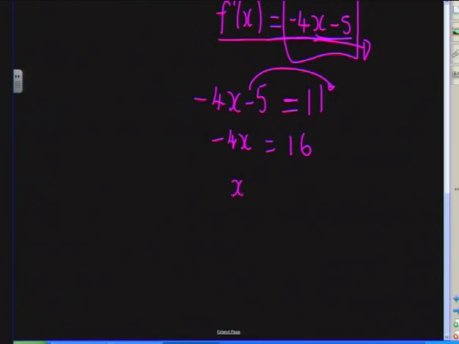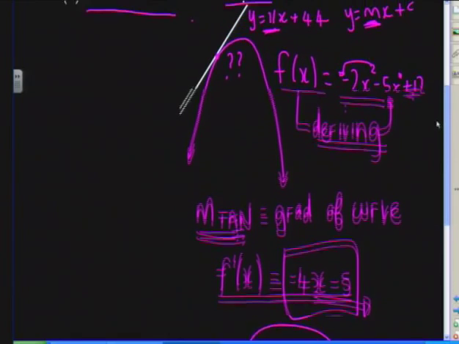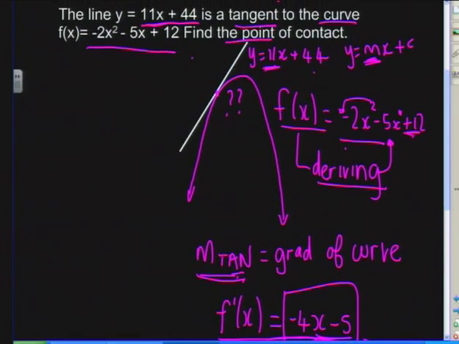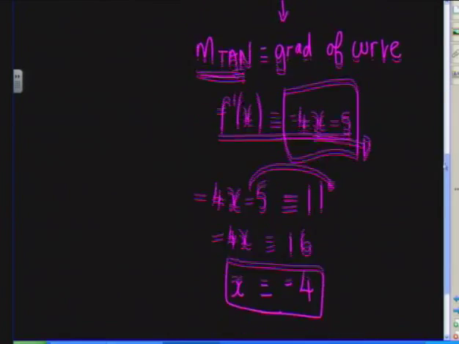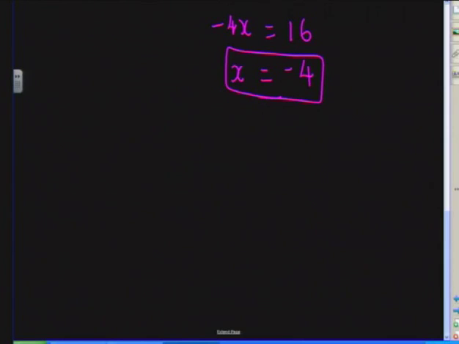Then divide both sides by negative 4, and I get x is equal to negative 4. Now to find the y value, I can either take this x value and substitute it into the equation of the straight line, which is 11x plus 44, or I can substitute it into the equation of the parabola. Remember, they'll both give you the same answer because at the point of contact, they have the same coordinates. I'm going to use the straight line.